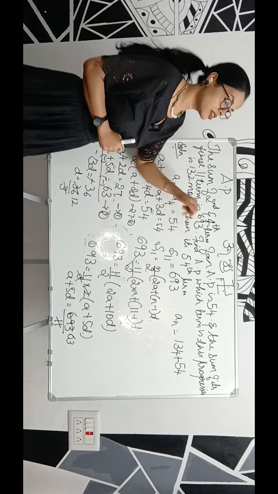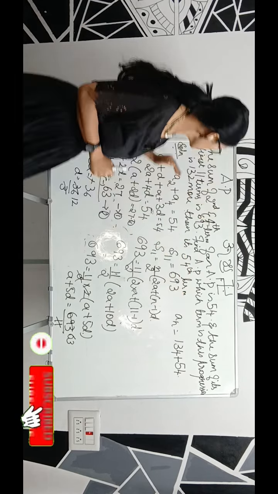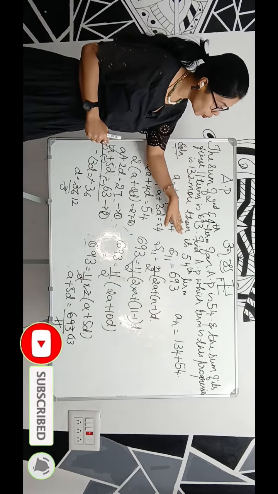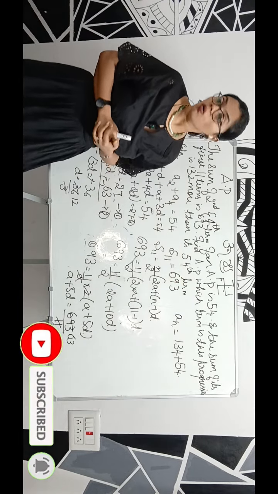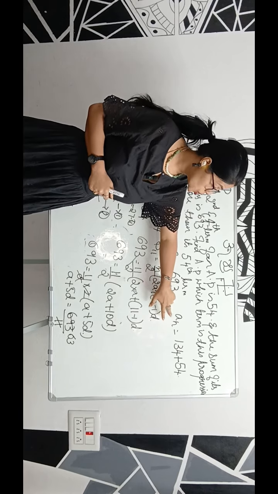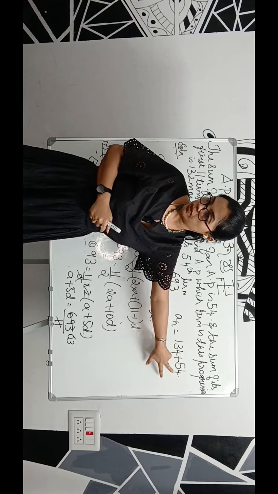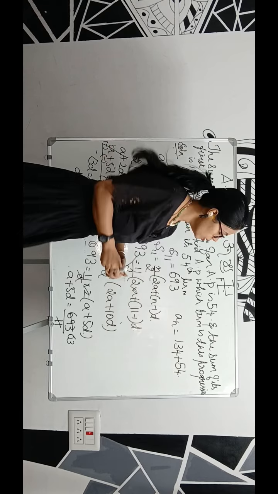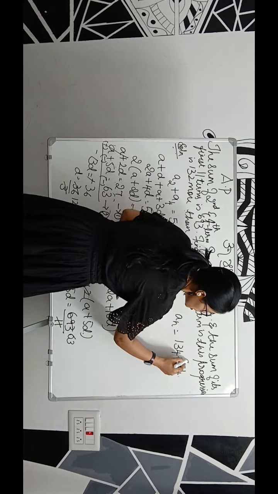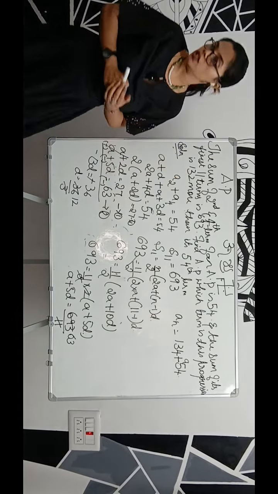So what is the thing they have asked us to find here? Find the AP in which term is 132 more than its 54th term. What we need to find out is in which term of this AP is 132 more than the 54th term. The 54th term means A54. Okay, so let us do the calculations.